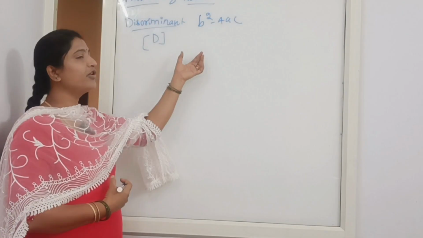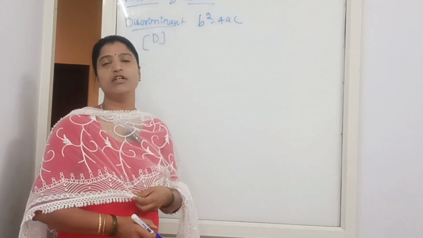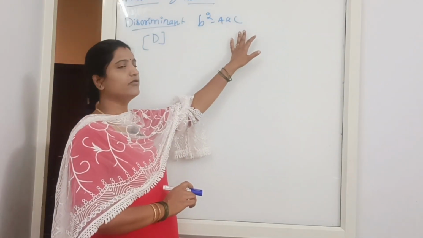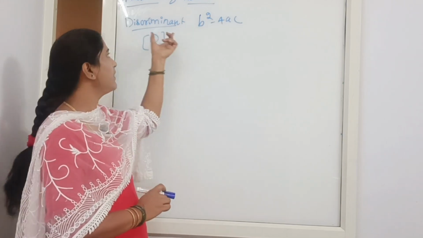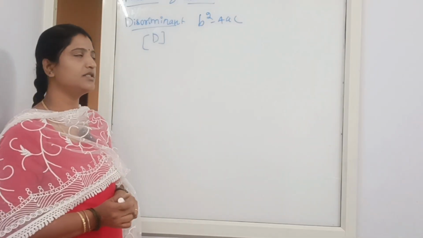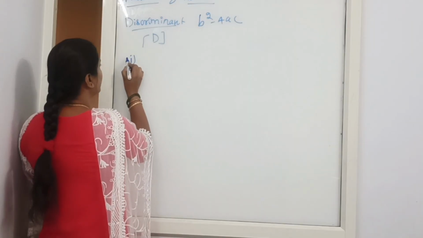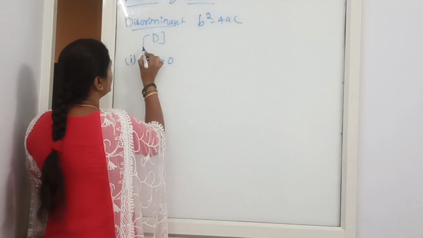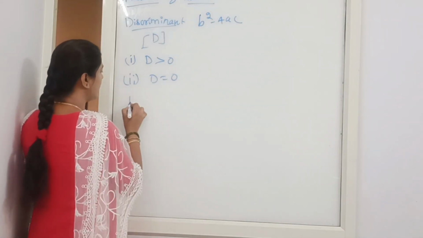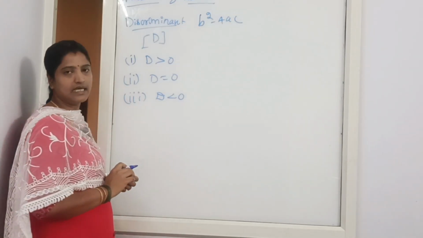So this is b square minus 4ac. It is part of the quadratic equation formula. In the quadratic formula, b square minus 4ac is one part that is named as the discriminant. Based on this only, the nature of the roots is justified. So what can we say? If D is greater than 0, what can we justify? If D is equal to 0, then what? If D is less than 0, three cases are there.